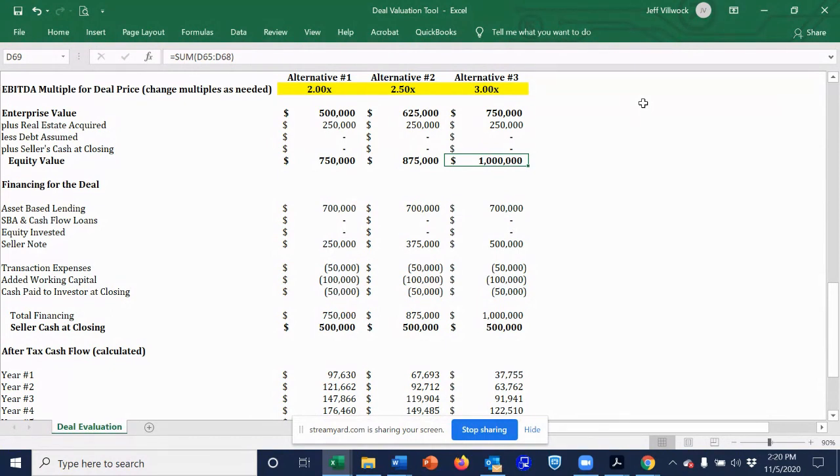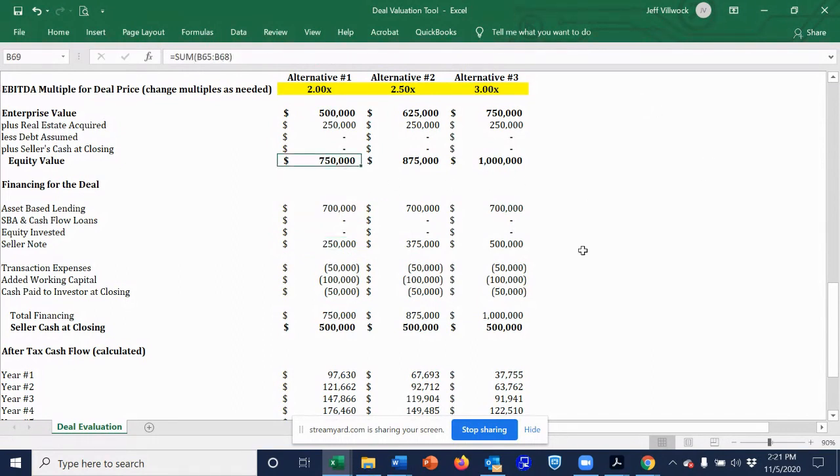Oh, how are we going to finance this thing? All right, the receivables in the inventory is going to be $700,000. Oh, that also includes, by the way, the real estate loan. Sorry. Okay. We're not doing any cash flow loans. You're not investing equity. So if I've got, and then let me finish this thought. So the seller is going to have to take back a note for $250,000, and you're saying, wait a second.